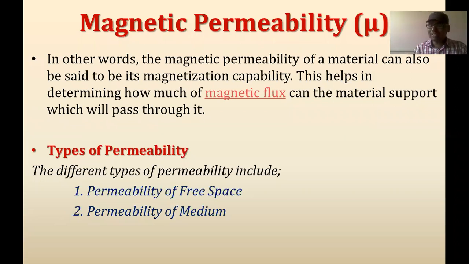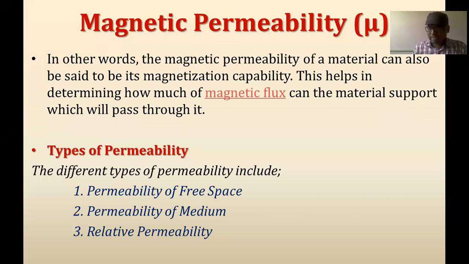But now the second type is the permeability of a medium. The medium may be iron, cobalt, nickel, whatever it may be. Wood may also be that medium here. Get my point? And the third one is the relative permeability. It can be represented with mu r. So let's try to discuss the things about the permeability.